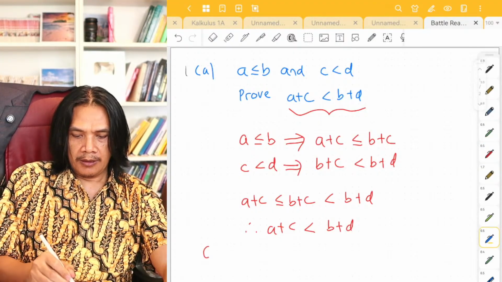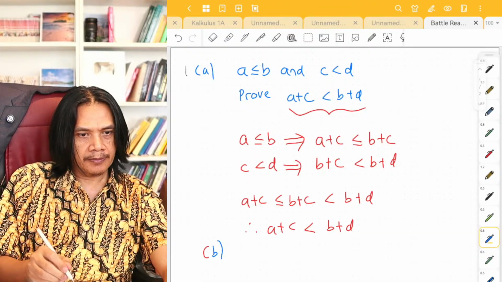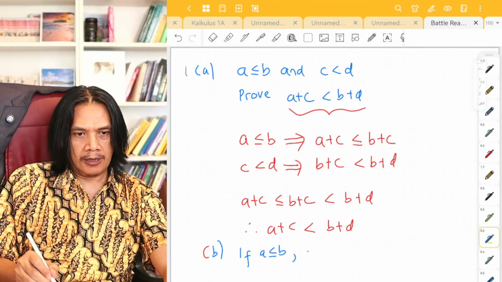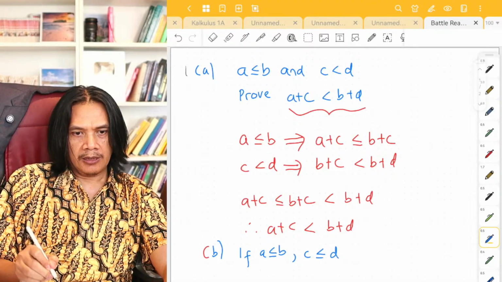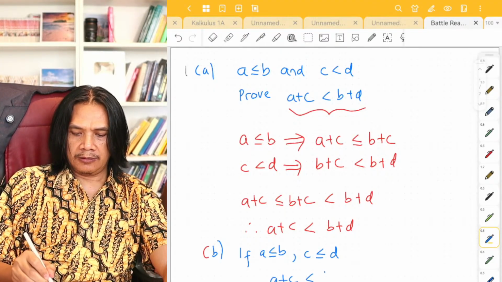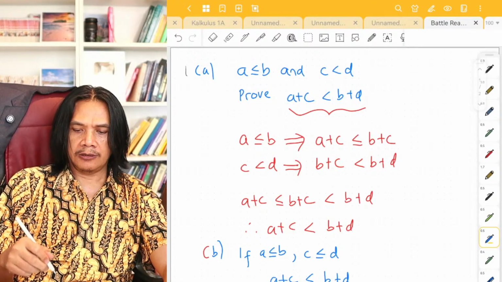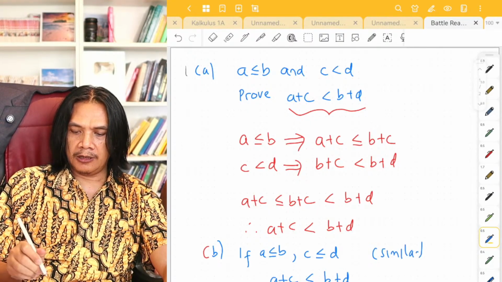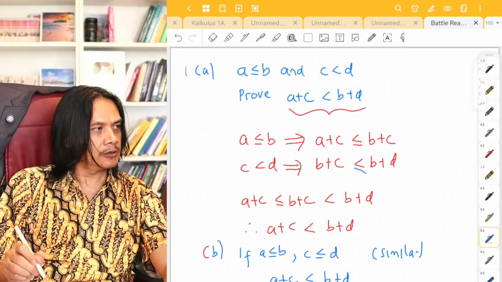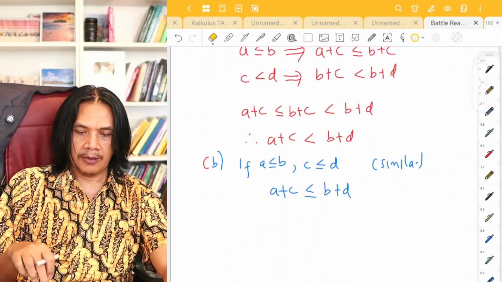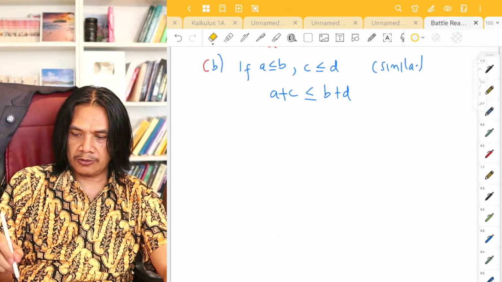Let's do part B. What is part B? If A is less than B and C is less than D, this is basically similar, I think. We can skip it. The difference is just that here we have strict inequalities instead of less than or equal, and it's going to be the same. Okay, let's do number 2.